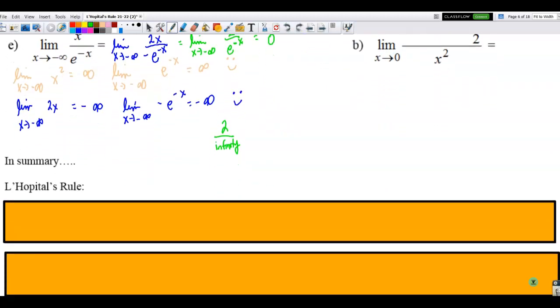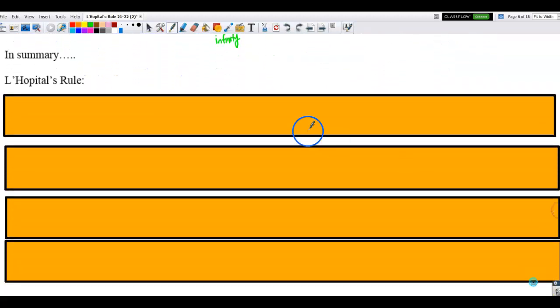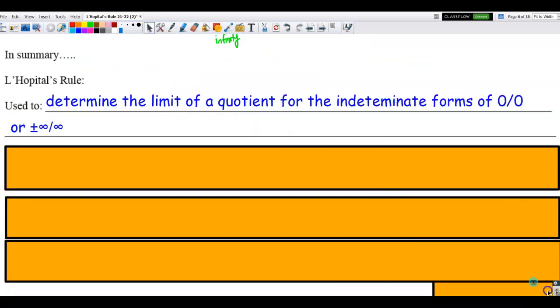So in summary, L'Hopital's rule. What is it used for? And you can stop the video as needed to copy this down. L'Hopital's rule is used to determine the limit of a quotient for the indeterminate forms of 0 over 0 or any combination of infinity over infinity.